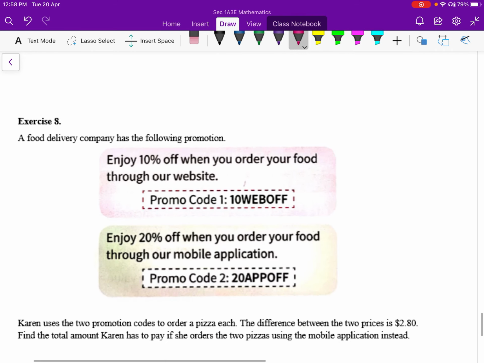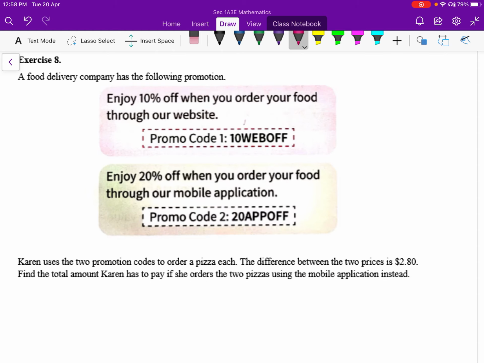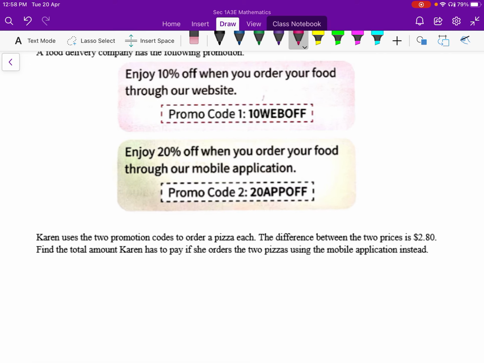Food delivery company: 10% off when you order your food through the website with this promo code, 20% off when you order through the mobile app. Karen uses the 2 promotion codes to order a pizza each. The difference between the 2 prices is $2.80. So find the total amount she has to pay if she orders the 2 pizzas from the mobile application instead. Do you understand the question?